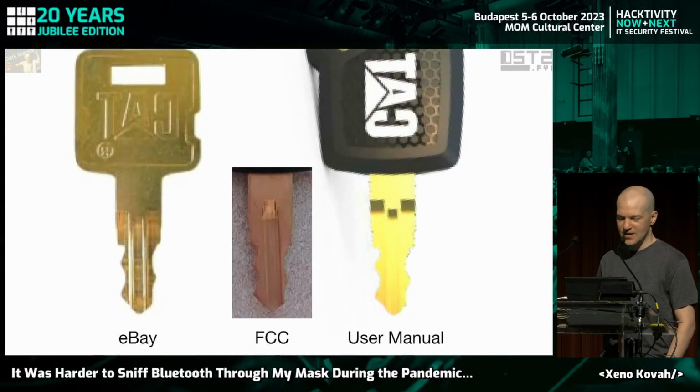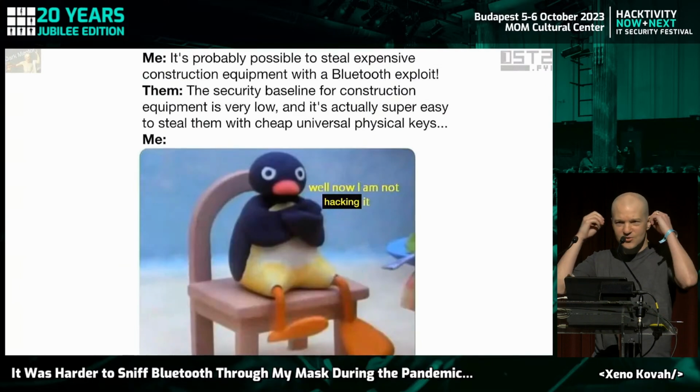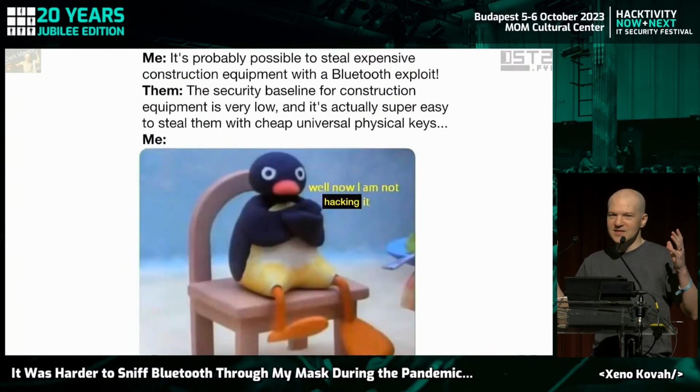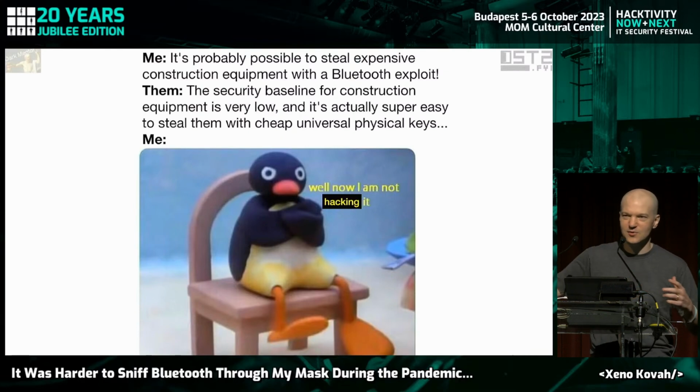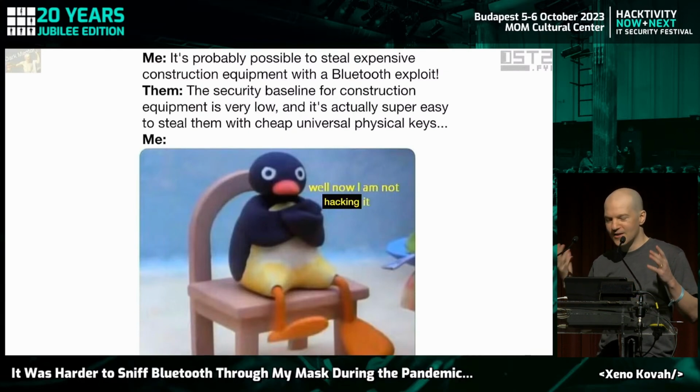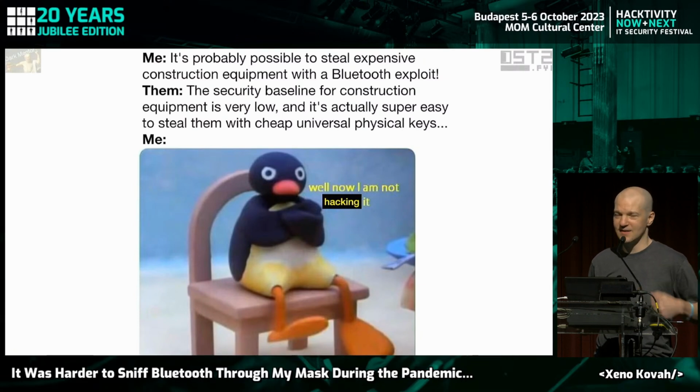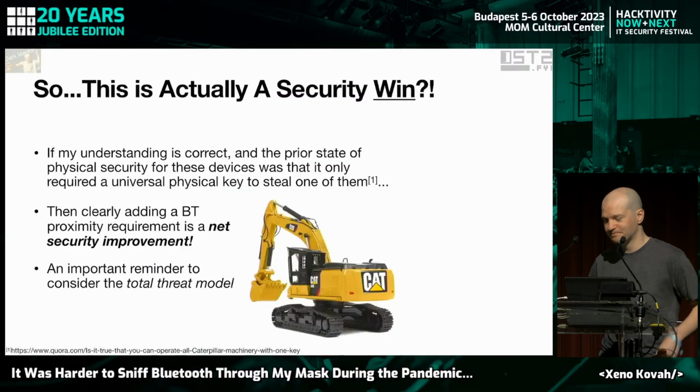And if you compare the eBay photos to the FCC photos, to the user manual photos, the keys all seem to be cut the same. And so I had these grandiose visions of we're going to do this awesome stunt hacking where we're going to steal heavy construction equipment, take off and act like we're going to tear down a building. But no, that's dumb. Don't do that. Buy keys for $9 and then you can steal heavy construction equipment.